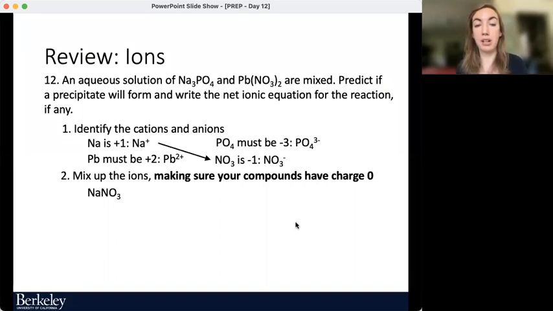The other one is a little more complicated. I'm going to pair up Pb with PO4, but this is +2 and this is -3. So in order for my compound to have a charge of 0, I need 3 Pbs for every 2 PO4s. I can't just say it's PbPO4. That's the right combination of cations and anions, but that won't have a charge of 0. So when I'm figuring out what my products are going to be, I need to make sure they have a charge of 0. Does this make sense?